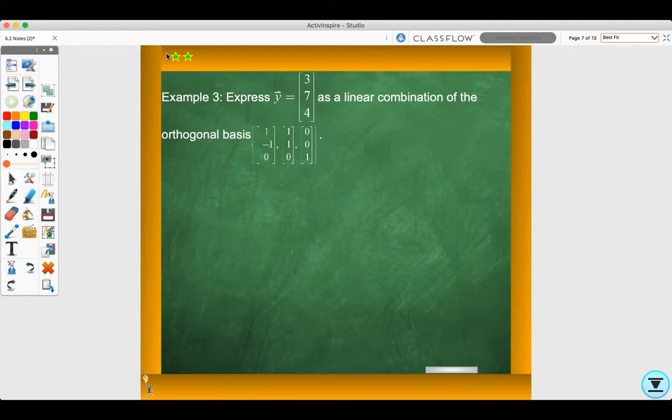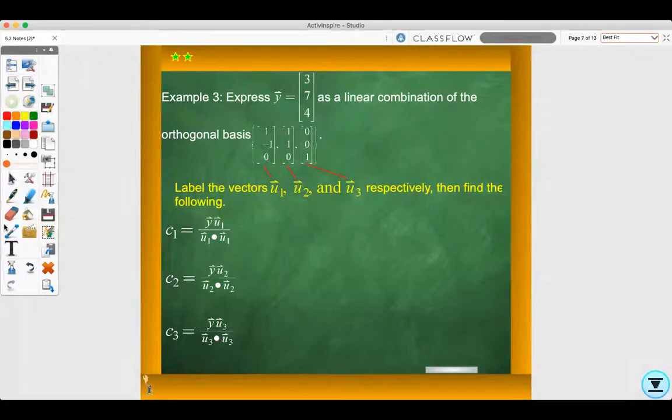Let's look at example 3. Express y as a linear combination of the orthogonal basis. First, label the vectors u1, u2, u3 respectively, then find the following. What is missing are the dots. So this should be y dot u1, y dot u2, and y dot u3.